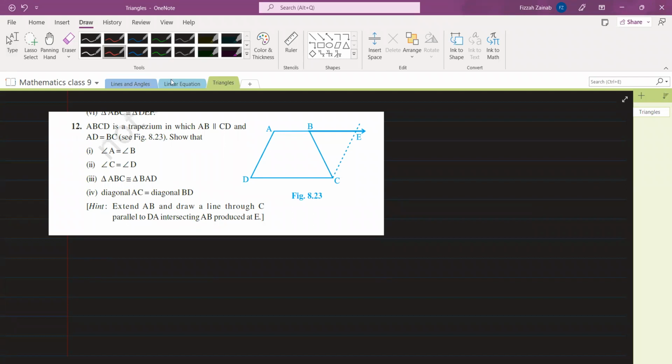Okay, Jaslyn, now question number 12. See, ABCD is a trapezium in which AB is parallel to CD. So it is given that AB is parallel to CD, and AD is equal to BC. This is also given. Show that angle A is equal to angle B.